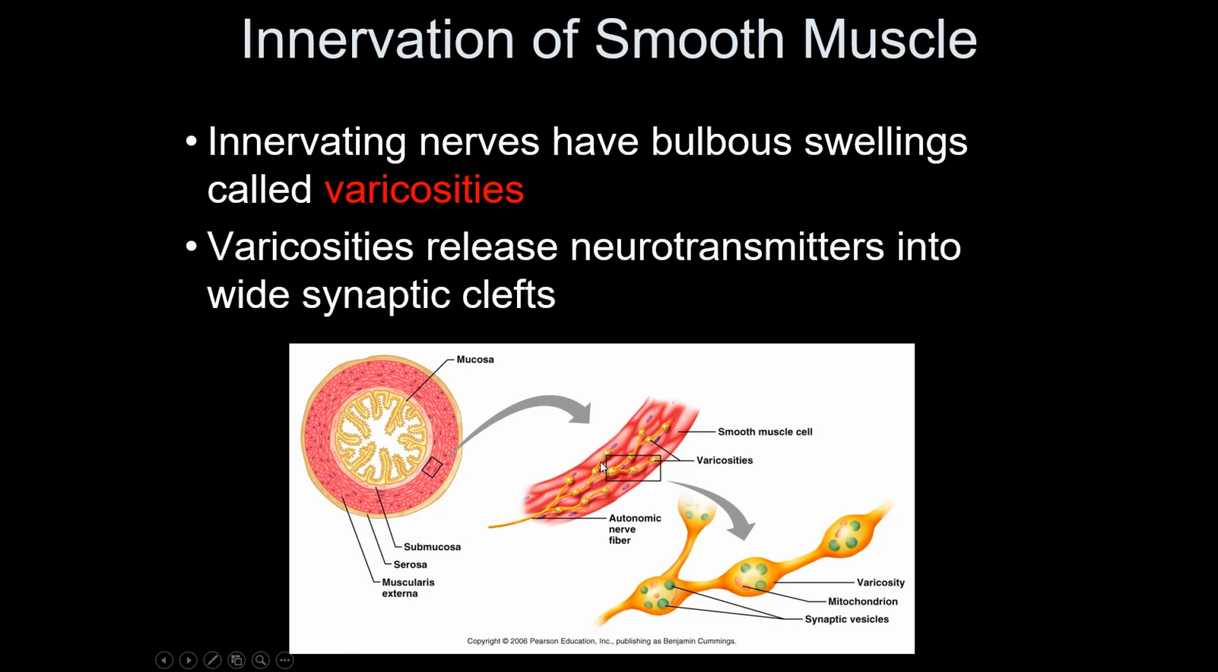Varicosities. So back in skeletal muscle, the axon terminal, which is at the very end of the axon, was the only part that could actually communicate with skeletal muscle. But here we get these little swellings along an axon that are called varicosities, and each varicosity is capable of dumping neurotransmitters onto the smooth muscle. This allows us to contract the entire sheet instead of just a couple of twitchy cells inside of there. So varicosities are just these swellings that are all along the axon that allow us to stimulate multiple places and not just one.